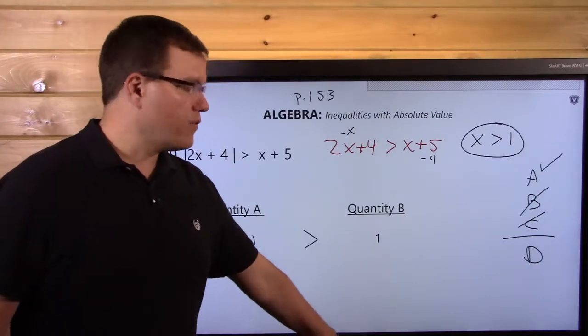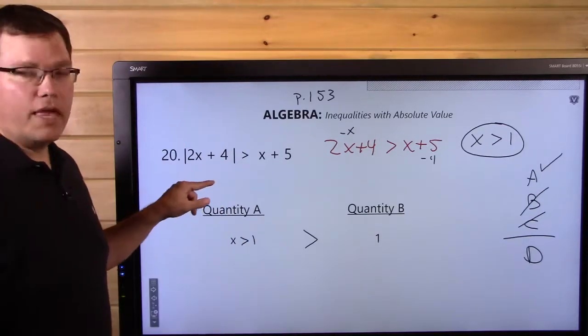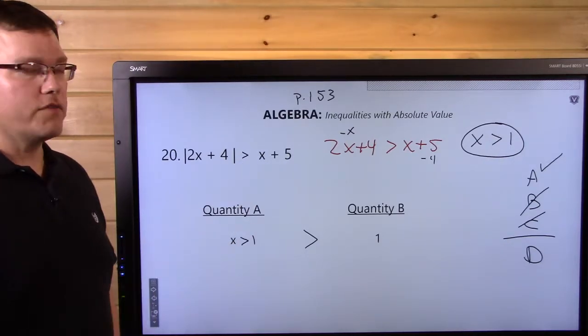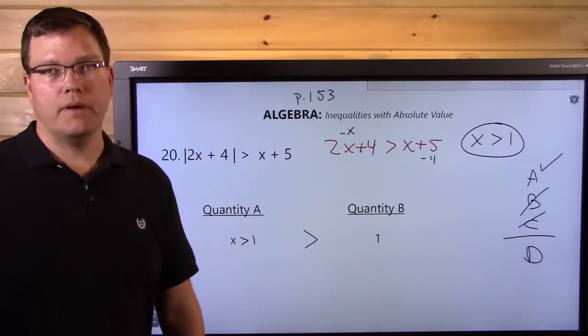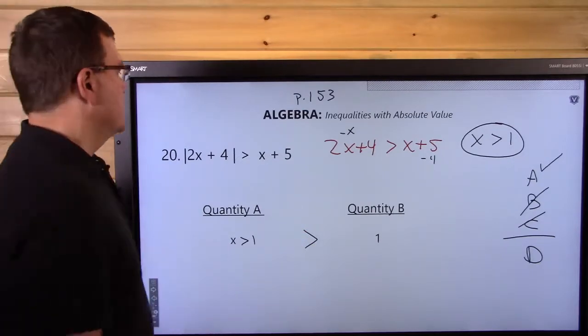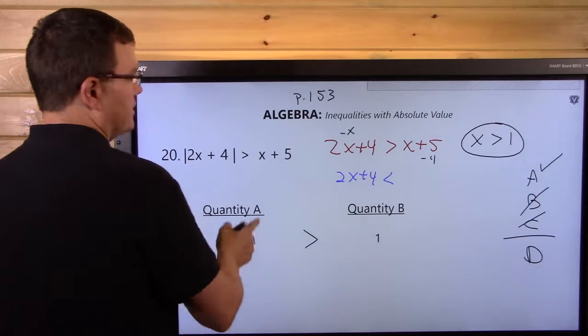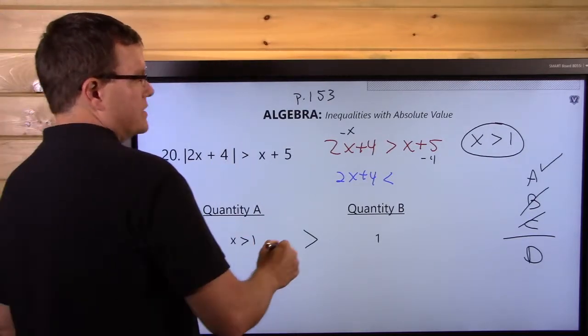Now the next thing for us to do is to drop the absolute value, reverse the inequality, and change the signs of everything over here. You're just multiplying that side by negative 1. That's all you're doing. So now it's going to be 2x plus 4 less than, make this negative x, make this negative 5.